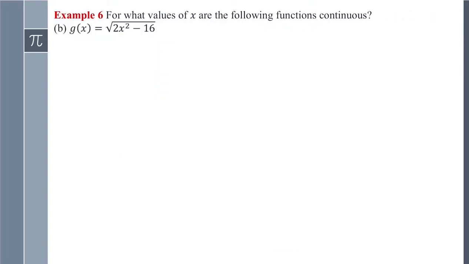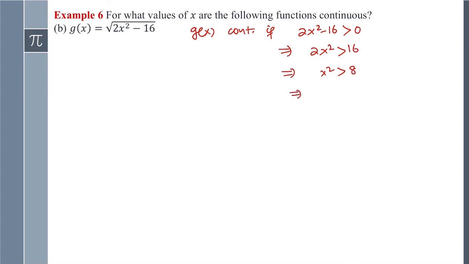So here's another example which is very similar. We are going to do the same thing. So g of x is continuous if 2x squared minus 16 is greater than 0. Now if we add 16 on both sides, we get 2x squared is greater than 16. Then divide by 2, we get x squared is greater than 8. And then when we find the square root, we get absolute value of x is greater than 2 square root of 2.